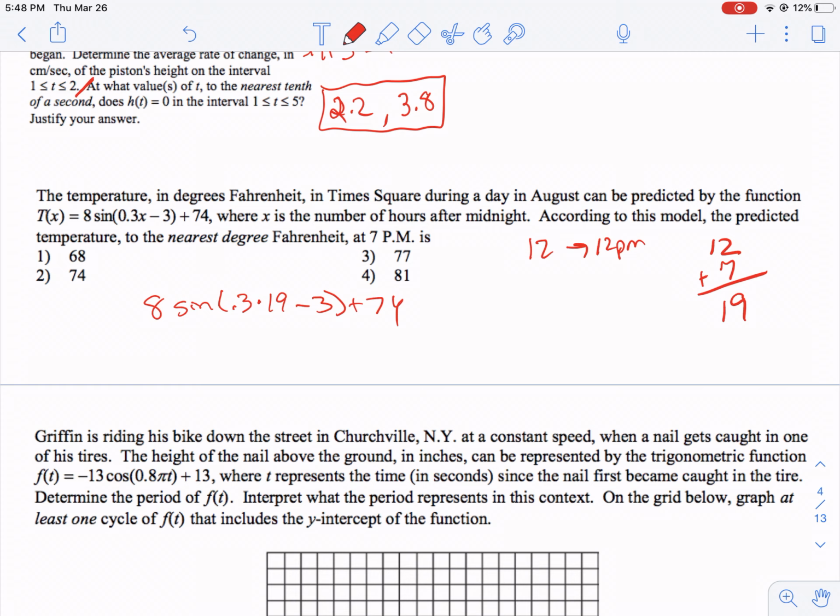Alright, so you just have to type that into your calculator. 8 sine 0.3 times 19 minus 3 in parentheses plus 74. And I'm getting 77.4 degrees, so to the nearest degree, the answer is number 3.